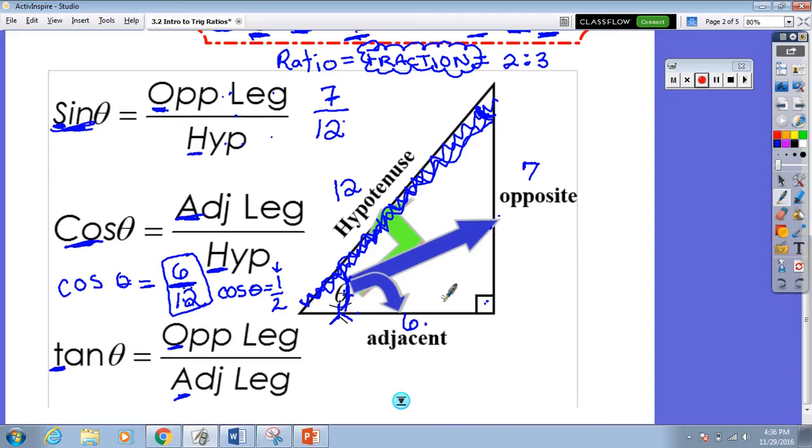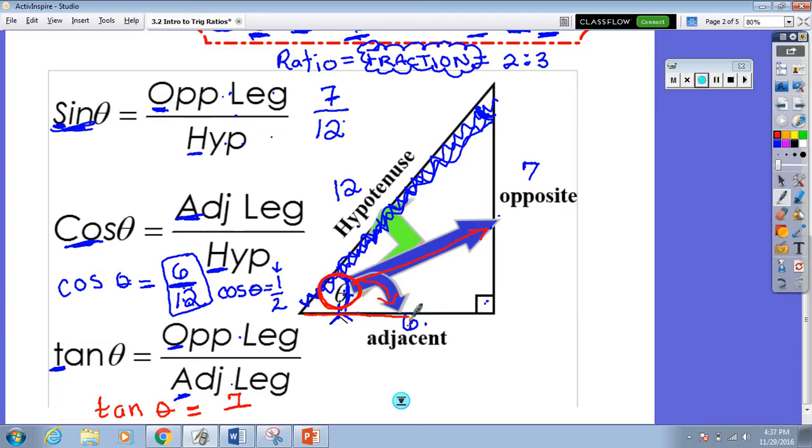So we have to find the side that is opposite and adjacent. If we look at our picture, and remember, we're always looking from the perspective of theta, because theta is down here. So what is the length of the side that is opposite theta? 7. So when I set up this one, I would say tangent of theta equals the opposite length, which is 7, over the adjacent length, which is 6.